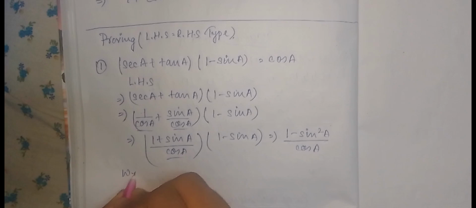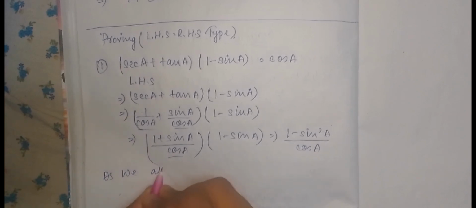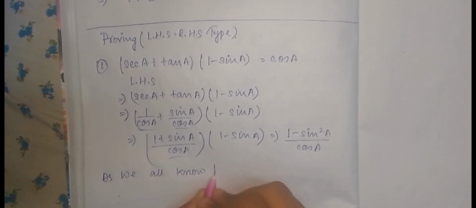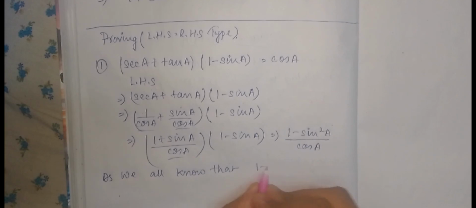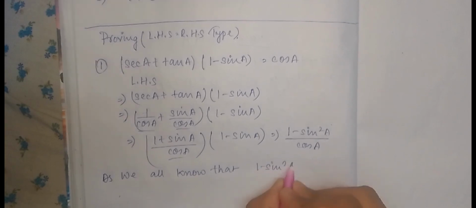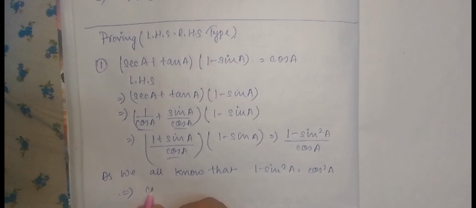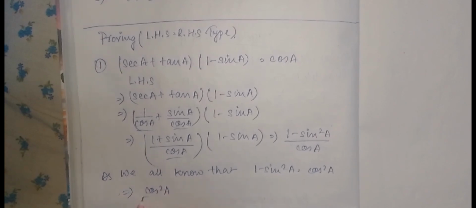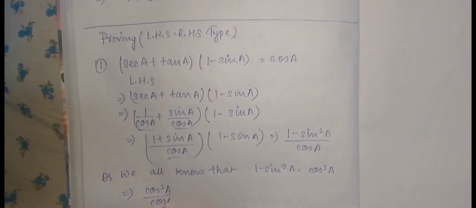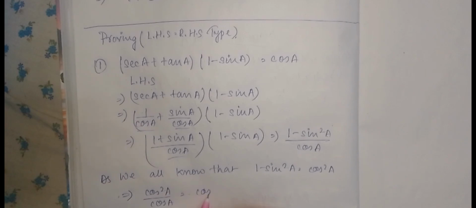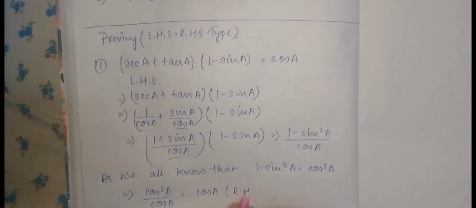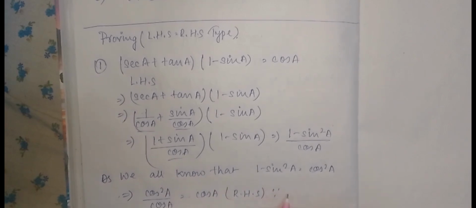So as we all know, 1 minus sin square A equals cos square A, therefore cos square A divided by cos A will result in cos A, which is our RHS. Hence proved.